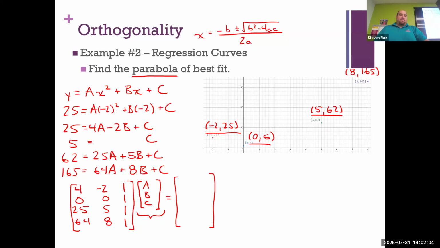What's the order of this matrix on the far left? 4 by 3 multiplied by a 3 by 1, which means this matrix on the right-hand side is a what? 4 by 1. So what are these 4 entries here? 25, 5, 62. And let's be really clear, where do those numbers come from? Right. So those are like my y values. Those are the outputs of all my 4 parabolas, or my 4 data points.